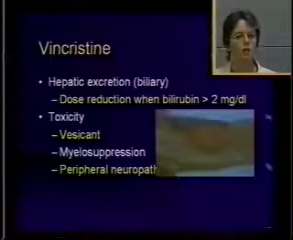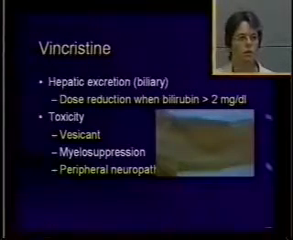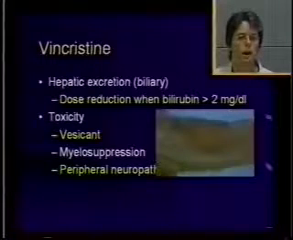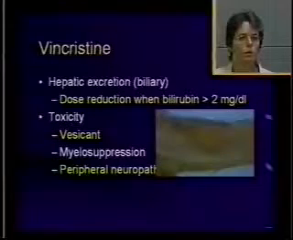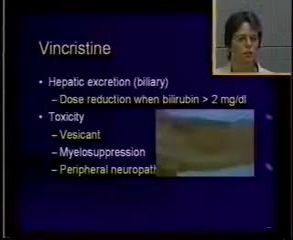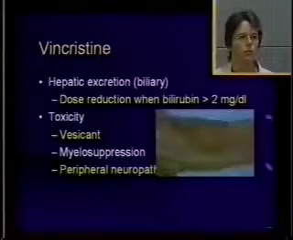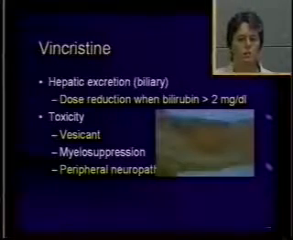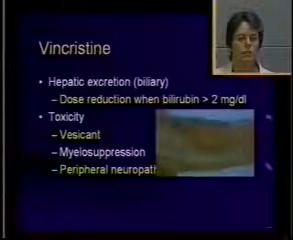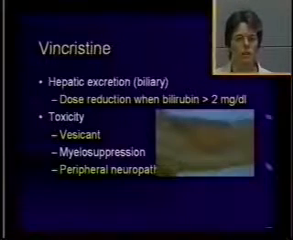Vincristine is probably the most commonly used of the plant alkaloids. It is excreted through the biliary tract, and so again, it's important to reduce the dose when the bilirubin exceeds 2 milligrams per deciliter. Like doxorubicin, it is a vesicant, which means it will cause tissue damage and can cause sloughing if it is given outside of the vein.